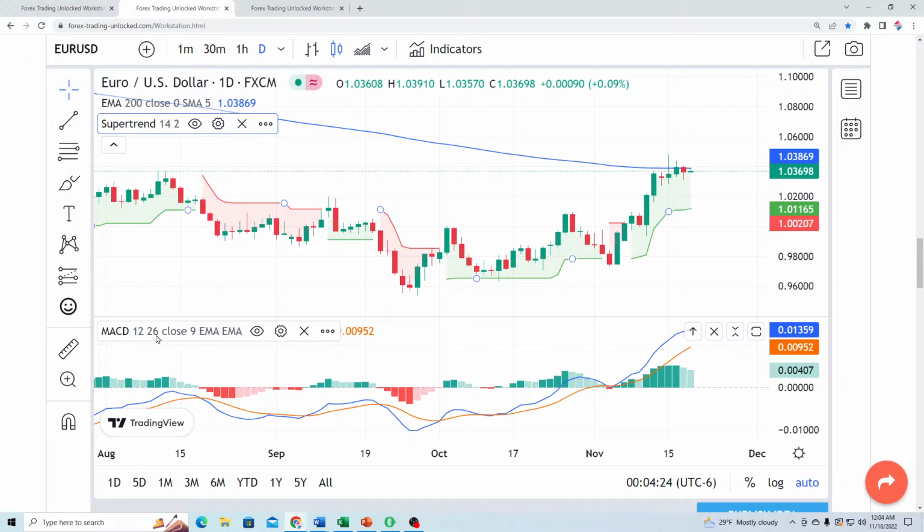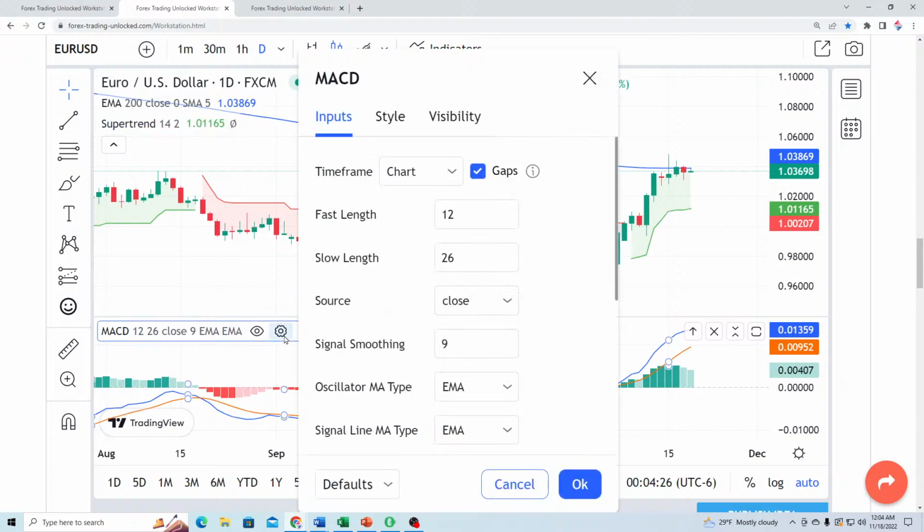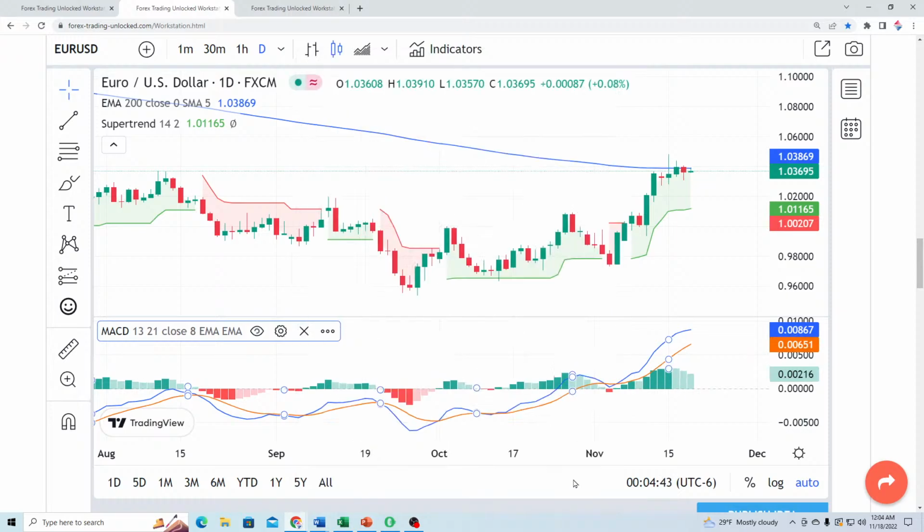Lastly, you want to click on the MACD settings, and you're going to change the fast length from 12 to 13, the slow length change to a 21, and the signal smoothing length you want to change to an 8. Click OK. You are now completely set up. We will now show you how to apply this method.